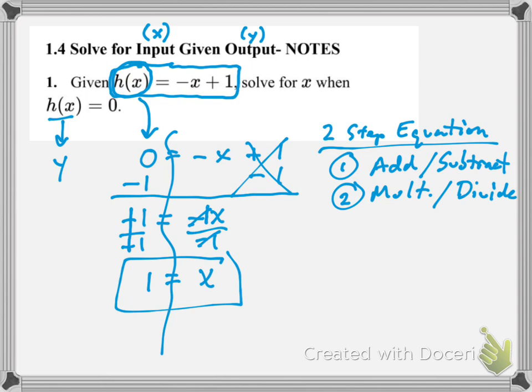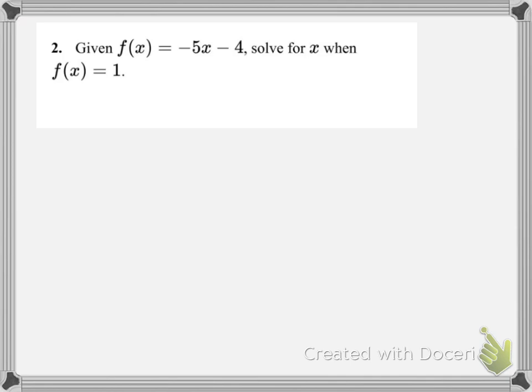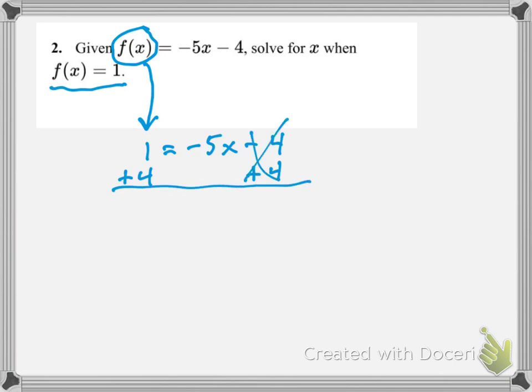So in this section, we're going to be plugging in for this. So again, they give us a function, solve for x when f of x is 1. So here's f of x, so we're just going to put a 1 there. Equals negative 5x minus 4. Two-step equation. I have a subtraction of 4, so I have to add or subtract first. Well, since I have minus 4, I'm going to plus 4. So I have 1 plus 4 is 5 equals negative 5x.